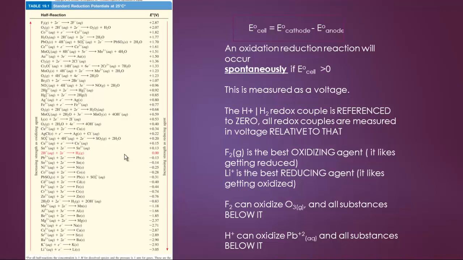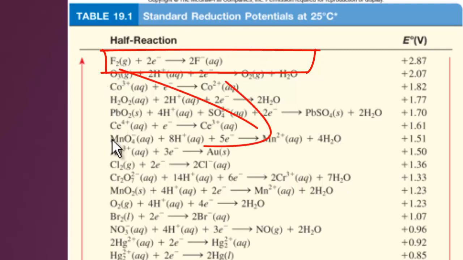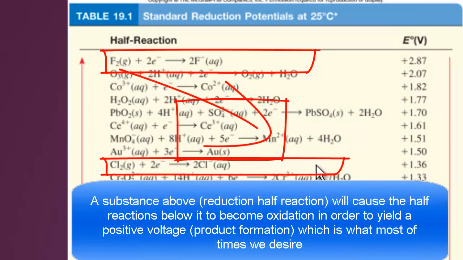The final important point here is something called the diagonal rule, and we'll go over that more in the notes. But if you want a positive voltage, the diagonal rule tells you what can give you a positive voltage. So if you're going to take fluorine, it causes everything below it to flip and become oxidized. That will yield a positive voltage and a battery that is functional and will yield a redox reaction that moves forward to the product side. So that is the diagonal rule.